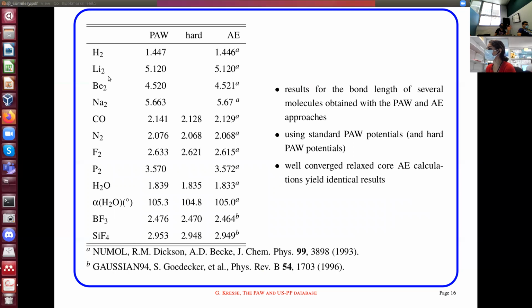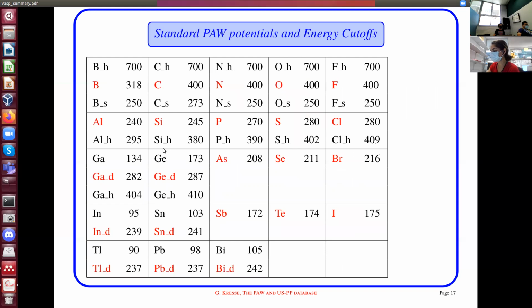Okay, this is just telling you the difference, for instance, in bond length. You see that depending on using a hard pseudo potential or the standard one, you can get some difference. And you see that there are really, really minor differences, okay? But for some simulations it may be relevant to have this difference. Maybe the hard one is working better than the standard one, okay?